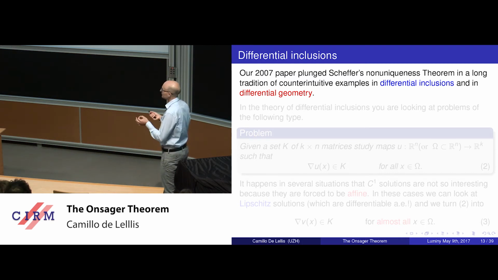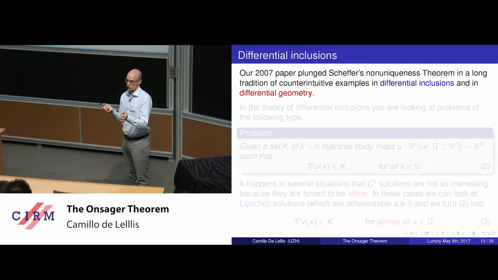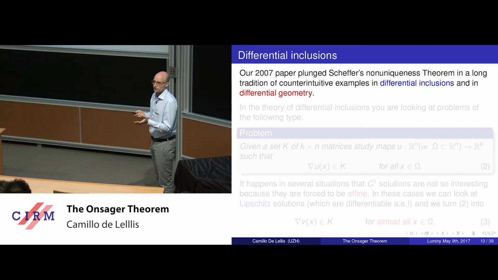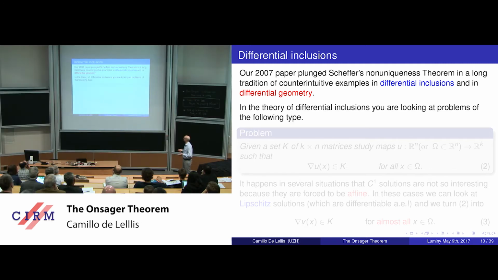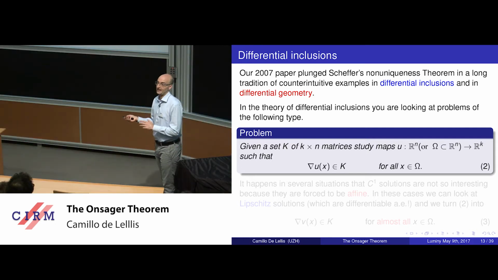So Scheffer and Schnirelmann's constructions look kind of isolated in the literature. What we actually realized is that, for instance, Scheffer's theorem can be proved with a method which in another field of mathematics is essentially classical, the theory of differential inclusions. So what is a differential inclusion? It is a problem in which you're looking at maps and you assume that the differential of the maps belongs to a certain given set, K.